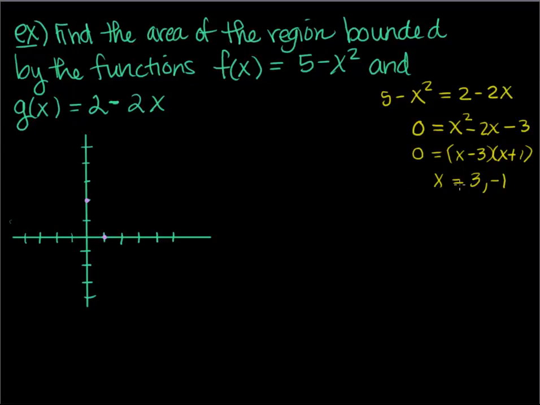Or I can just put in 3. If we put in 3, we get 2 minus 6, which is -4. And so I know that I'm going to be down here at -4. If I put in -1, I'm going to be at 2 plus 2, so I'm going to actually be at +4. So this is going to be my line. Okay, that's going to be g of x.